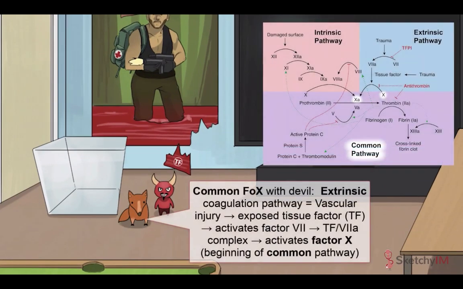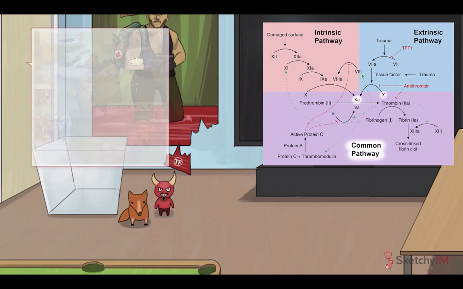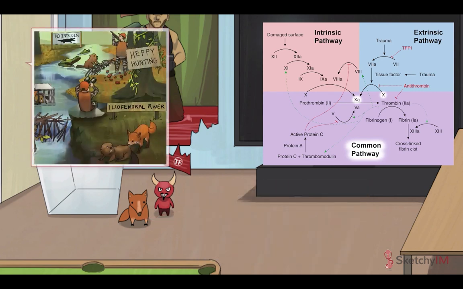This tissue factor 7A complex then activates factor 10, which is the beginning of the common pathway. And in this scene, just a common fox, a factor 10 fox, if you will. Recognize him? This furry factor starred in our heparin sketch, also way back in Sketchy Farm.